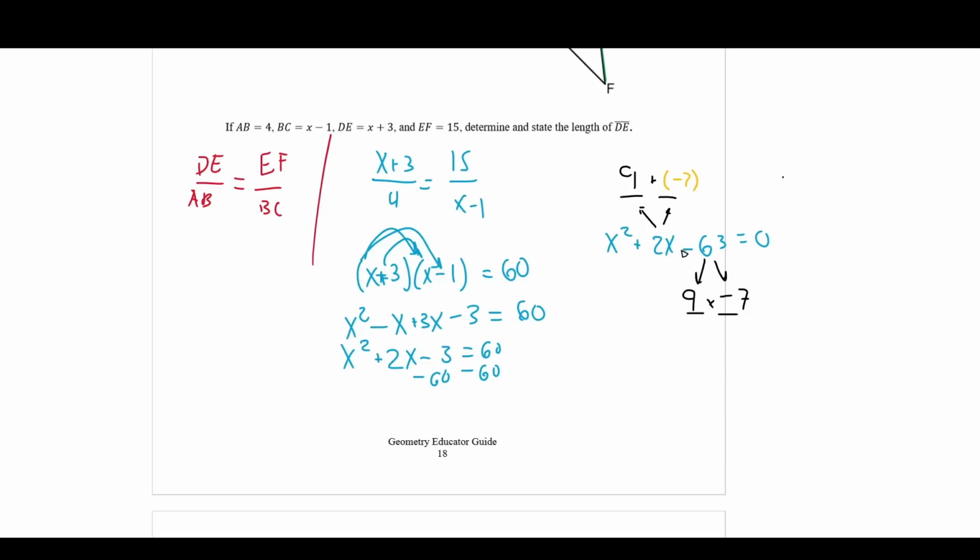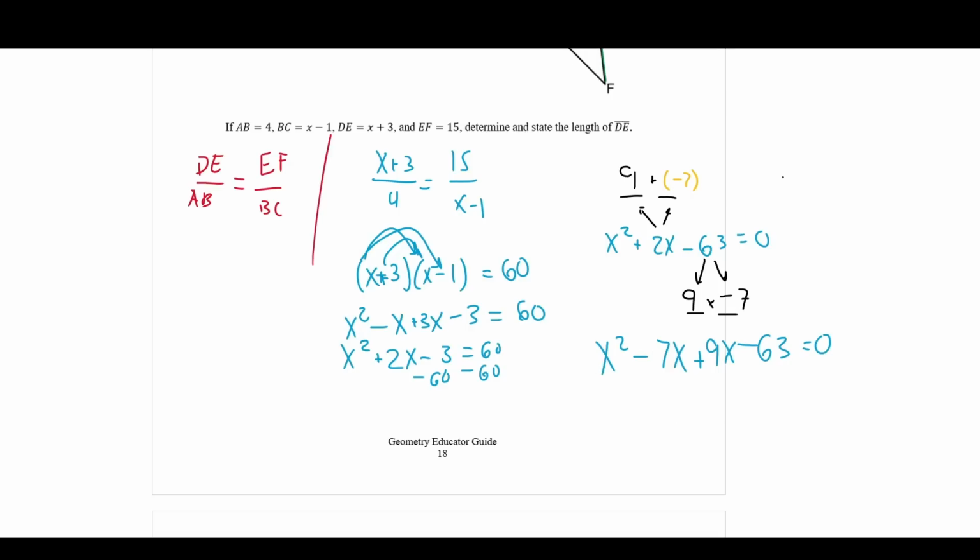All right? So we use negative 63 as a means to determine what those two numbers are, and then we actually split up 2x into those two numbers. So here I have x squared minus 7x plus 9x minus 63 is equal to 0. Again, I split up this 2x so that I can factor this, because I want to split this up into two parentheses. I can't split up something that has 3 terms into two parentheses. I need something with 4 terms to split it evenly in half.